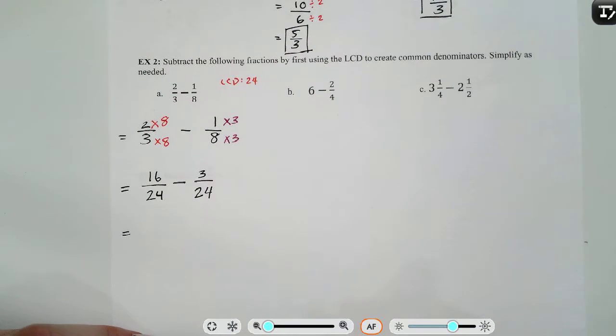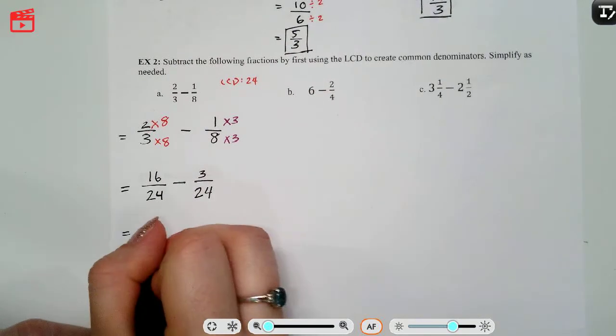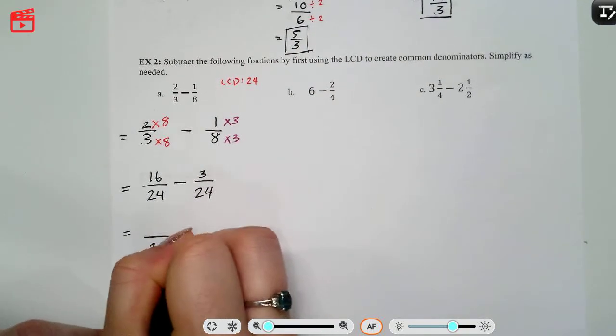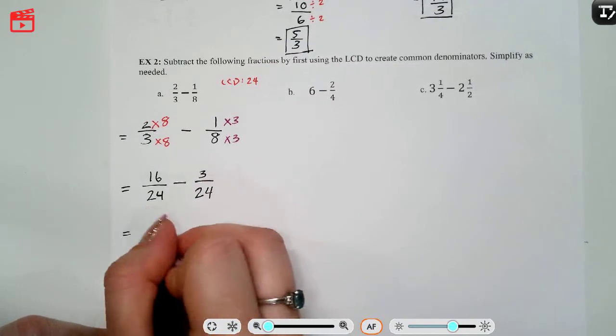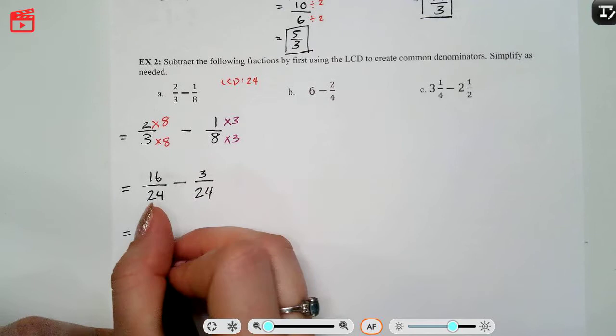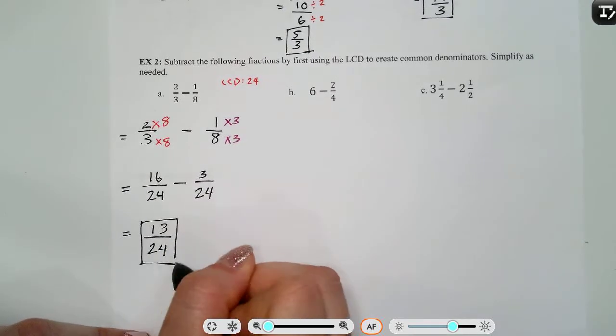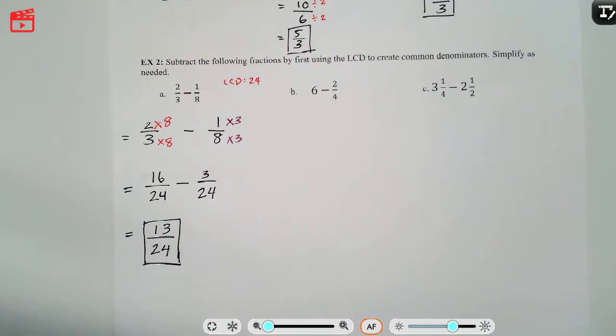Okay, look at that. Now they have the same denominator. Huzzah! So, keep the denominator, 24, and then subtract the numerator. 16 minus 3, 13. And we are done. 13 is not divisible by any other number. Okay, go ahead and try B and C by yourself and check back with me.